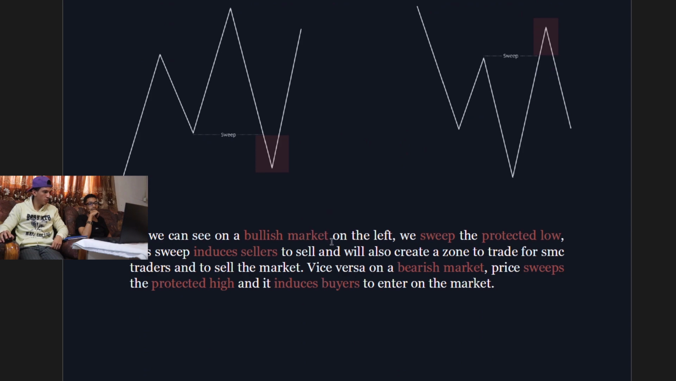As you can see on a bullish market on the left, we sweep the protected low, which is here. The sweep induces sellers to sell and will create a zone to trade for SMC traders to sell the market. Vice versa on a bearish market, price sweeps the protected high, as on top, and induces buyers to enter the market.